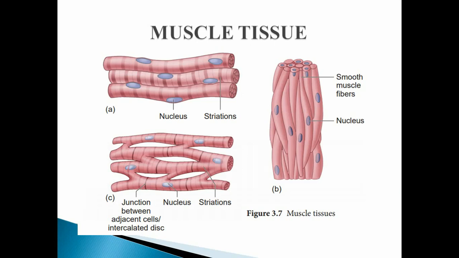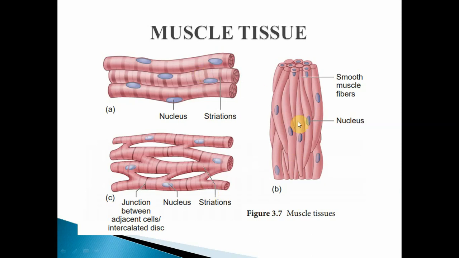Now, muscle tissues are of three types. You can see in the picture: the first one, number A, is the voluntary muscles. Number B is the involuntary muscles, and number C is the cardiac muscles.